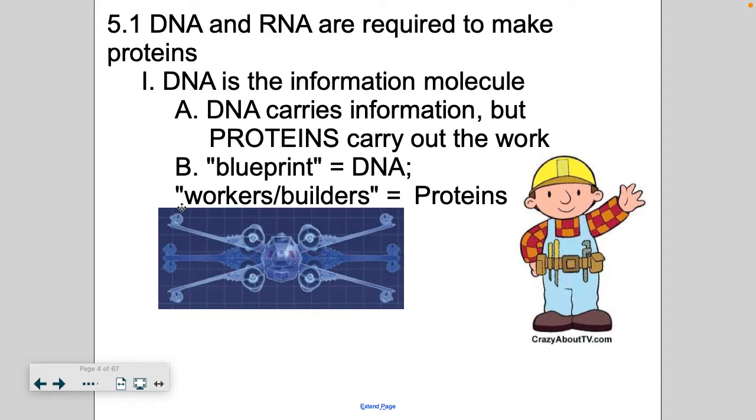Okay, so DNA is that information molecule. It carries information, but it's really proteins that carry out the work. So think of DNA as a blueprint, right? We said that the nucleus holds the instructions for the cell, the blueprint for the cell. And so that's true. And who's reading that blueprint? Who's carrying out the build and the construction of that cell? It's all about the proteins there. So your workers or your builders, they are the proteins. So here's my DNA, and here's my Bob the Builder, the proteins.